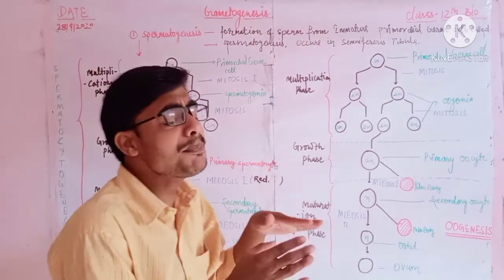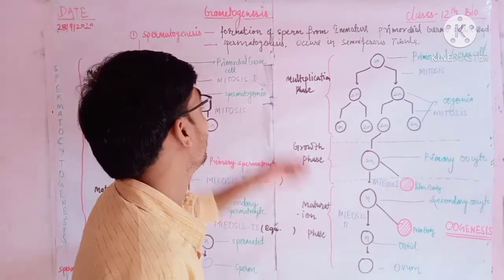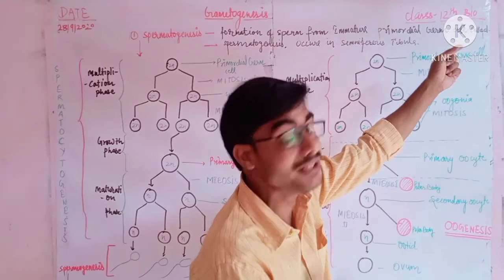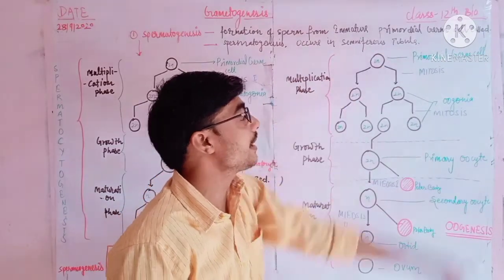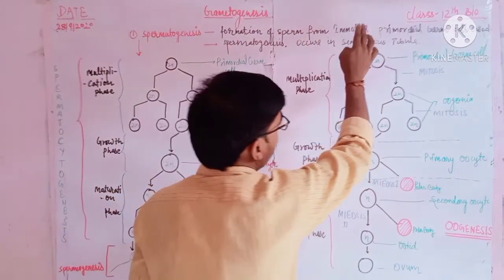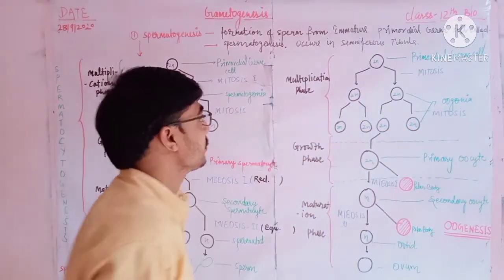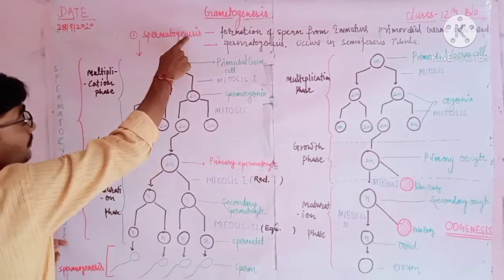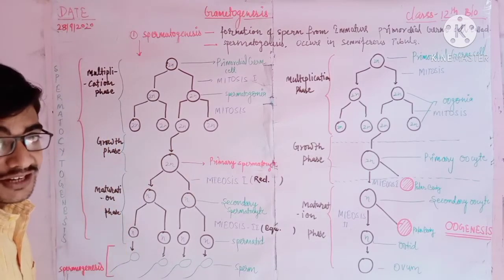In simple words, if anyone asks what spermatogenesis is, you can define it as the formation of a sperm from an immature primordial diploid germ cell, and it occurs in the seminiferous tubule of the testis. Remember that spermatogenesis always occurs in two important events or phases.